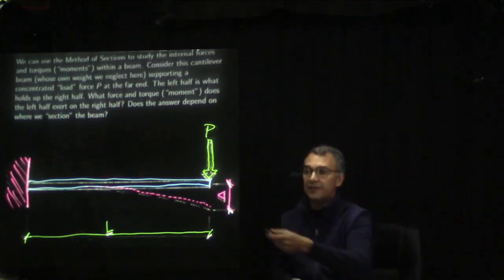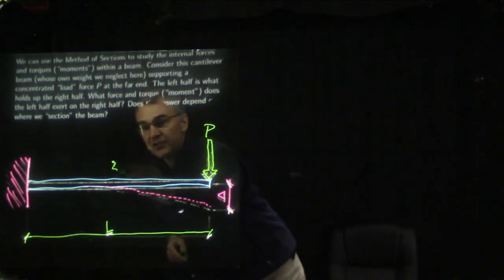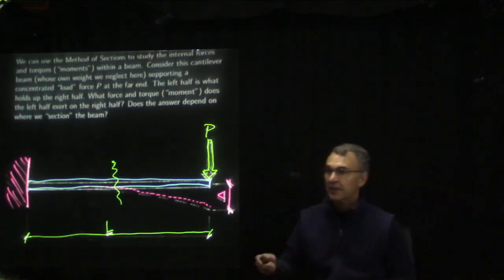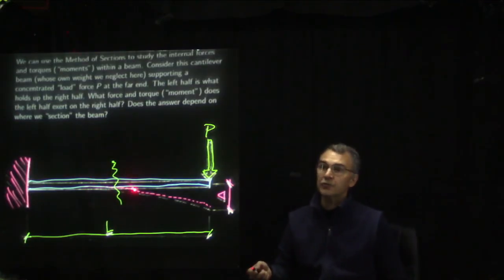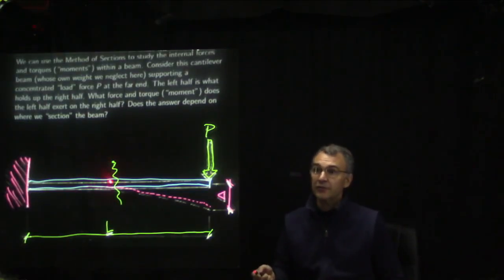So to analyze, if we were to section the beam here, you could say, what does the left half have to do to hold up the right half? That sounds a lot like the kind of analysis we did with trusses with the method of sections, where we said, okay, if we are to cut the truss in half here, we can ask now, what does the stuff that we erased have to do to hold up the stuff that we didn't erase? So we'll ask a similar question.